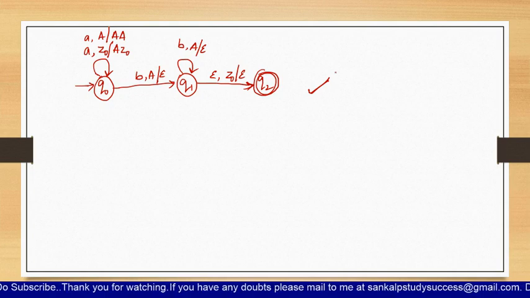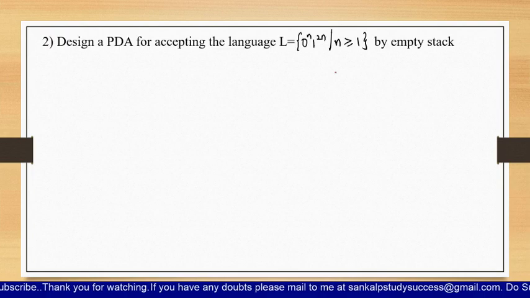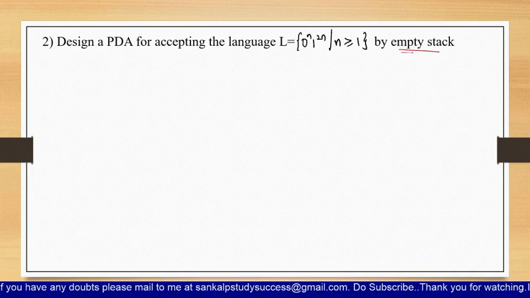Now let us go into one more question where we need to design a pushdown automaton for accepting the language 0 power n and 1 power 2n, where n is greater than or equal to 1, by empty stack. That means here you have to accept it by empty stack only. It is specified that it should be accepted by empty stack. If it is not specified, then it can be accepted by empty stack or the final state. That may be up to you.